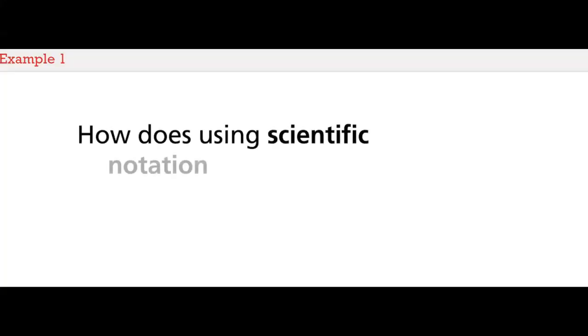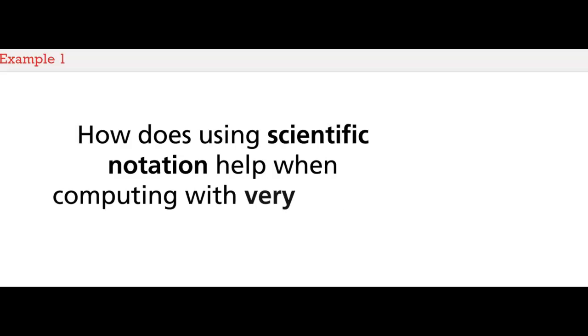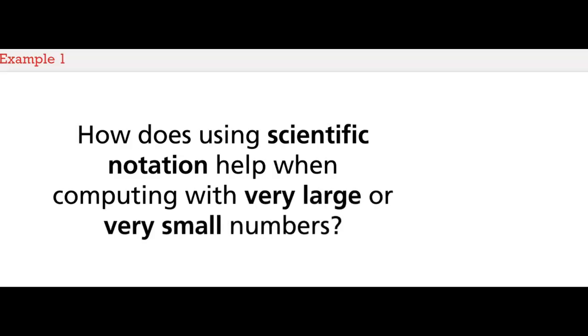Does using scientific notation help when computing with very large or very small numbers? Think about this question during the lesson.